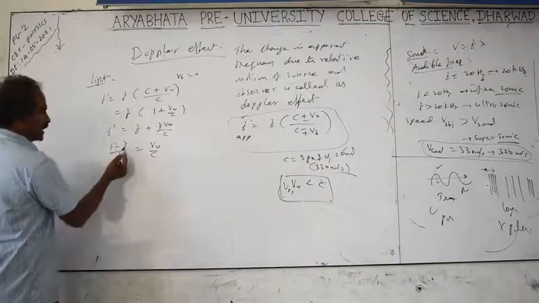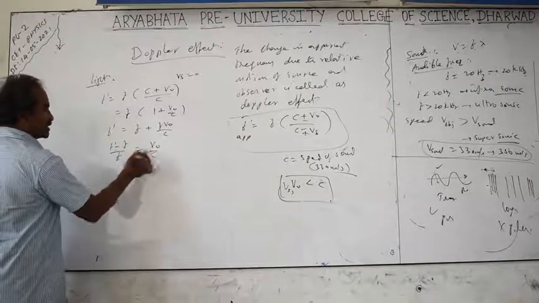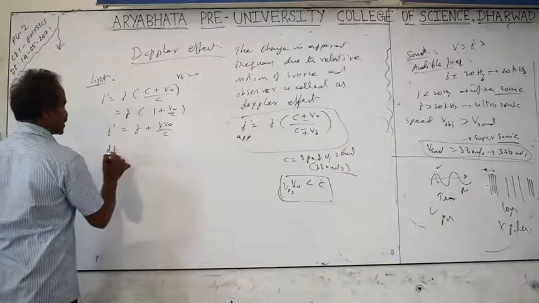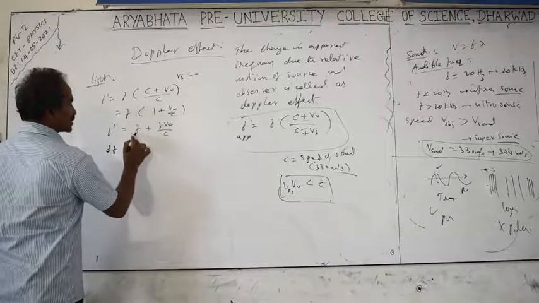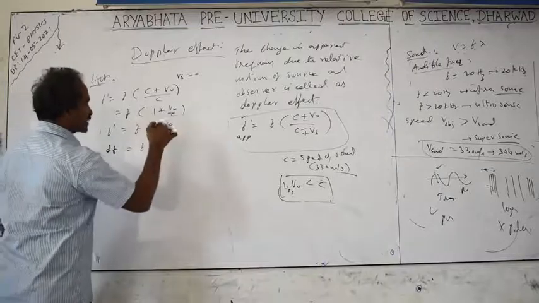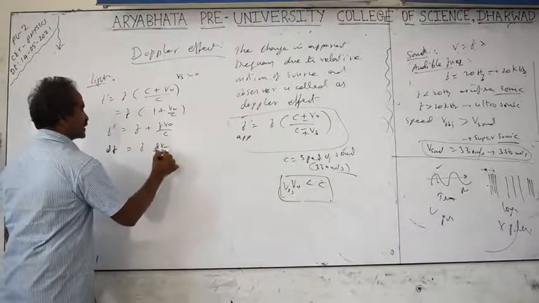This is called delta f, or change in frequency by initial frequency; the relative change equals V naught by C. Or we can take it as a differentiation, df, the frequency change. This is a constant, and the differential of a constant is 0. Here also f is constant, so the initial, original frequency is constant. So we get 1/f into dVo by C.